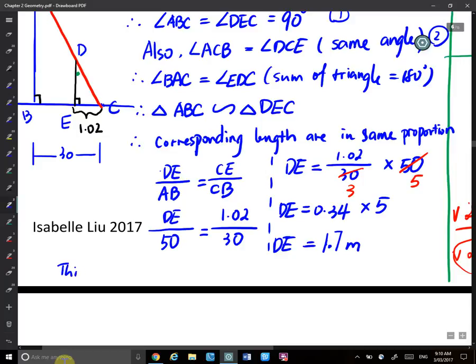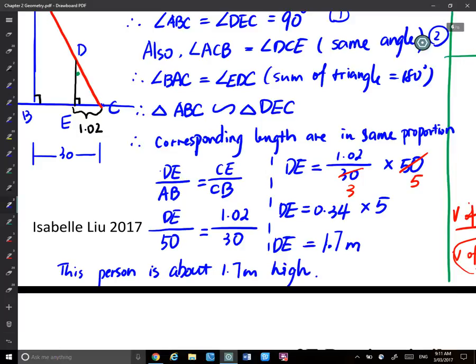So this person is about 1.7 meters high, because it's an estimation. If you do AB over DE, that will be CB over CE. So if you totally flip that, that will be the same thing. So you don't need to really worry about which one goes on which one.